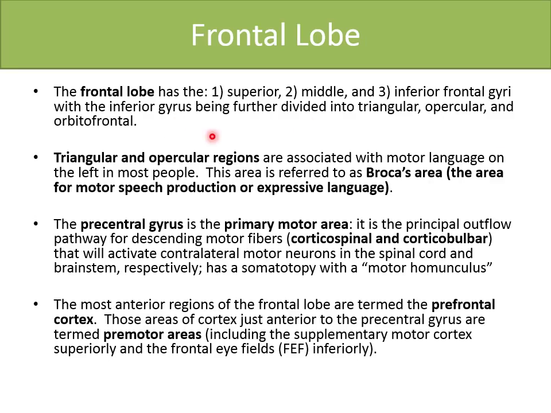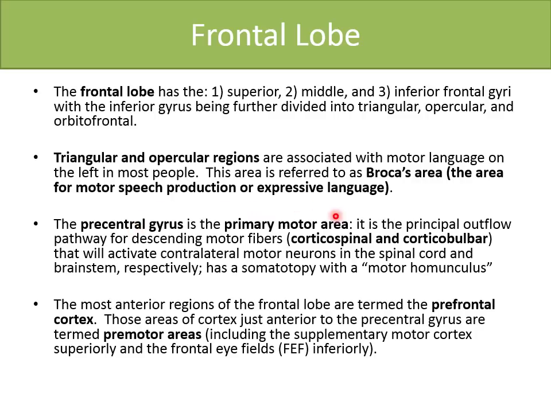The frontal lobe has, as we've said, the superior, middle, and inferior temporal gyrus, with the inferior temporal gyrus separated into triangular, opercular, and orbital frontal cortex. And these triangular and opercular areas are associated with motor language in the left hemisphere in most people. Damage to that region interferes with speech, while damage to the right hemisphere may not interfere with speech significantly. It's referred to as Broca's area, and it's involved in motor speech production or expressive language, and to some significant extent to writing as well.